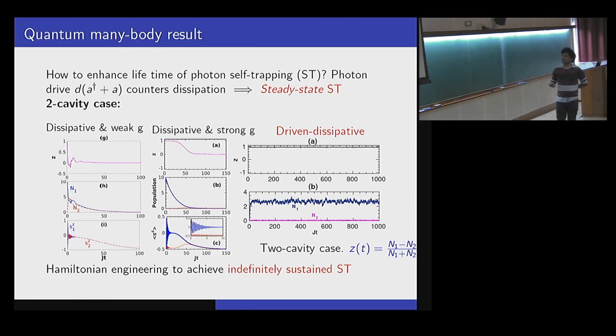Now we ask this question: how to enhance the lifetime of photon localization? The immediate remedy is to drive the photon content of the system and attain a steady state, a self-trapped steady state. In this situation, we drive only the first cavity, where we want to localize the photons, and we attain an indefinitely sustained self-trapping. So this will exist forever.